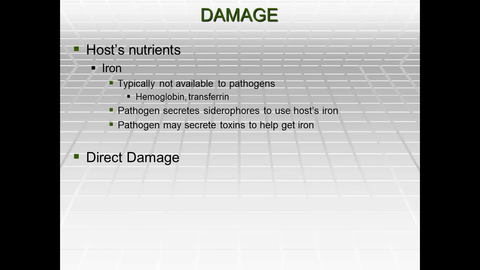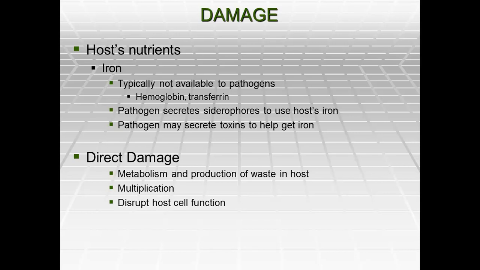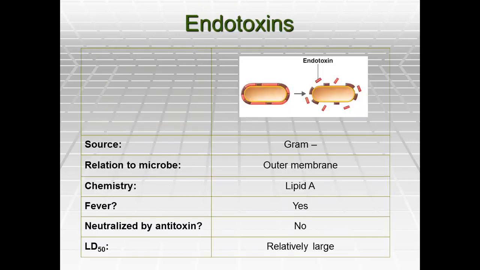Second method is direct damage. Metabolism and production of waste in the host. So it produces waste products. Multiplication, and it disrupts the host cell function. Third is toxins. Let's start with endotoxins.